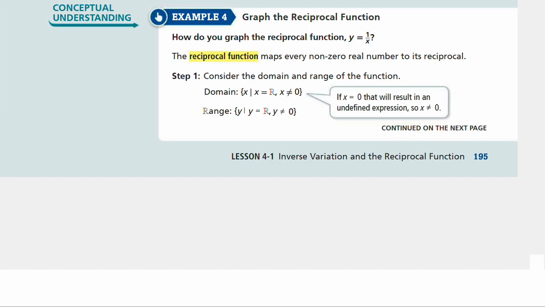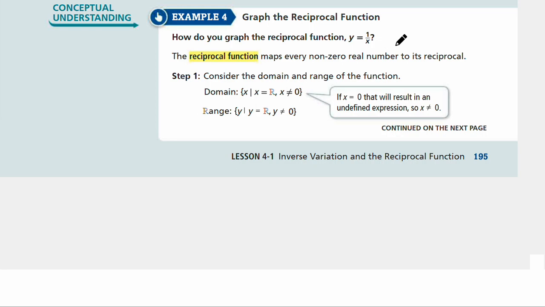Okay, let's look at example 4, graph the reciprocal function. Now that we have looked at the inverse variation model, let's talk about the reciprocal function. How could we graph a reciprocal function y equals 1 over x, where k is equal to 1, and x and y are inversely related, so they vary inversely?